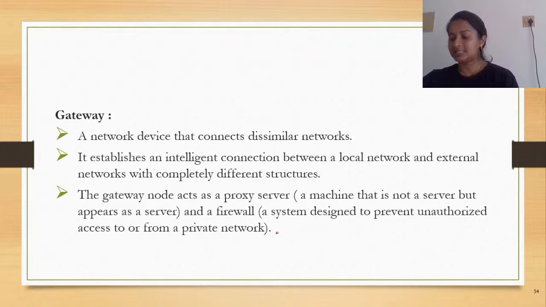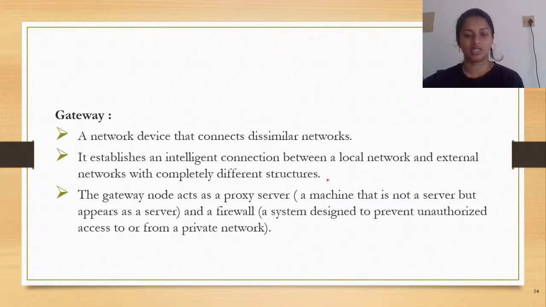So the next networking device is a gateway. A gateway is more or less like a router plus extra functionalities added to it. A gateway is a network device that connects dissimilar networks. Again, this is something to be considered. As I told you, it holds more or less the properties of a router, right? So it connects dissimilar networks.